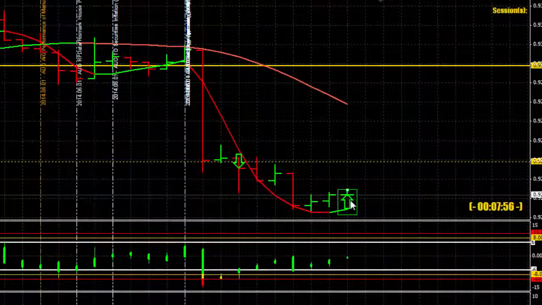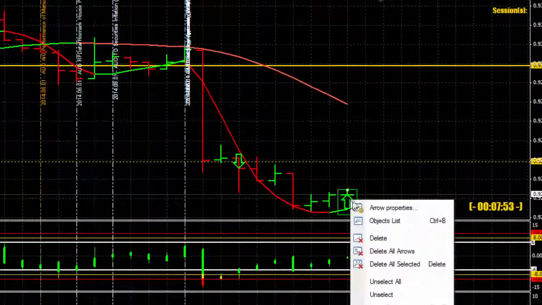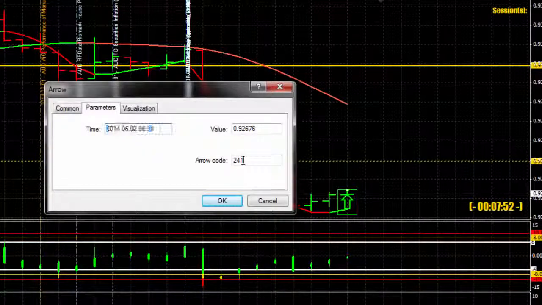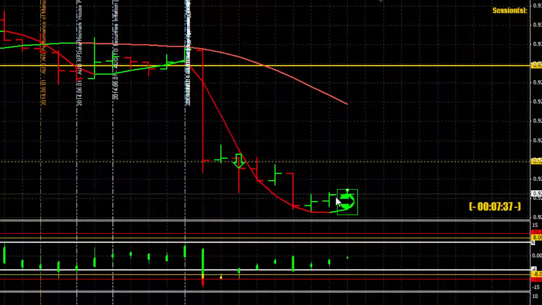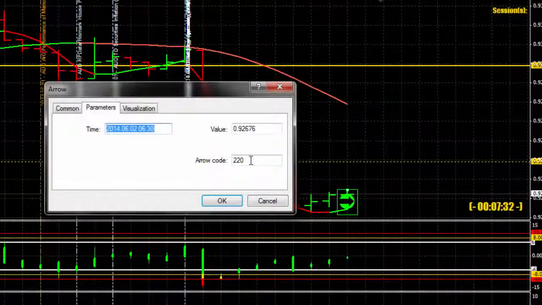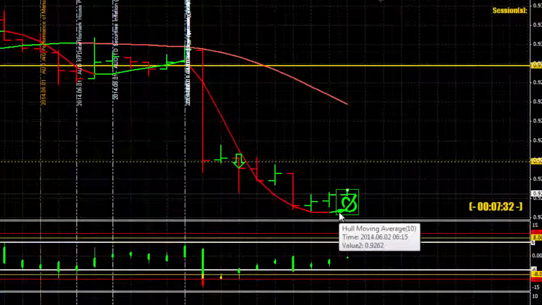Just as a cool little thing I found, you can go to arrow properties. If you draw an arrow on your chart and change the arrow code to any number, say between 100 and 250, you can get a unique little icon. I just found that was pretty neat, changing around the arrow code. Okay, we'll come back and see how this trade worked out.